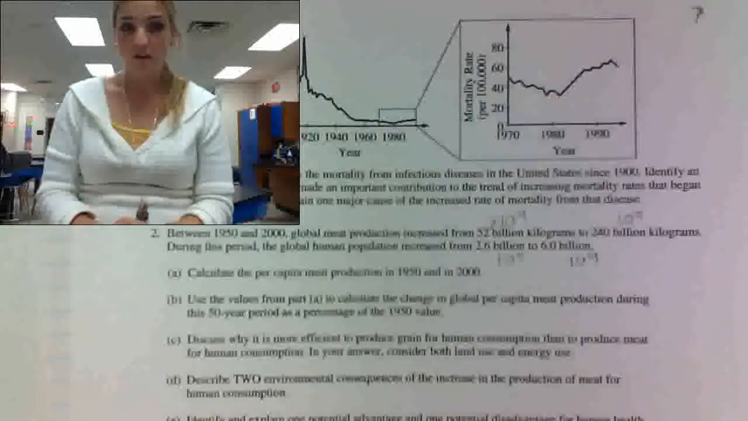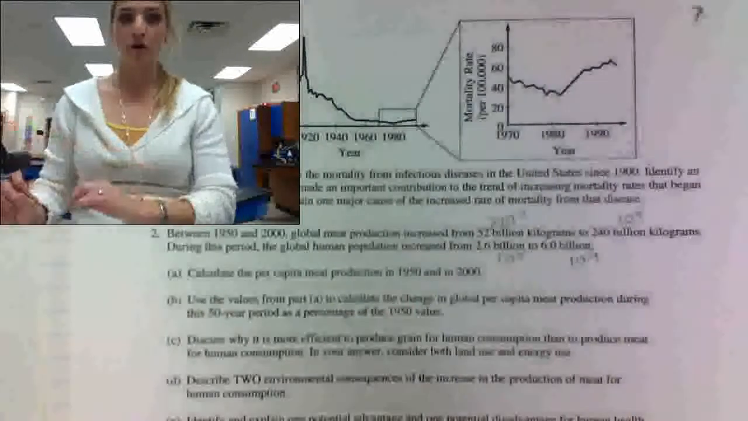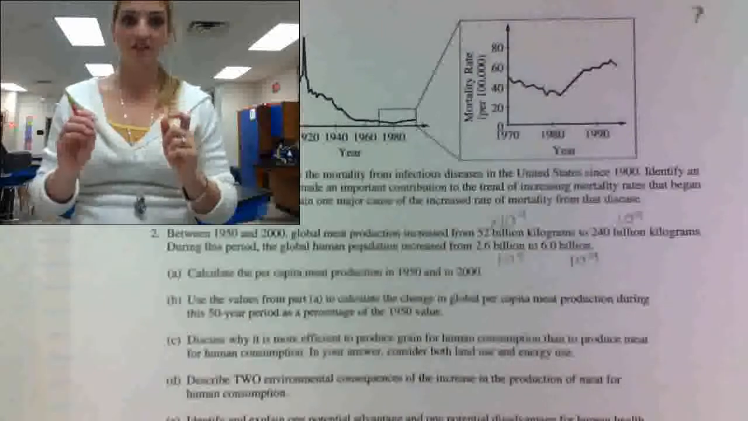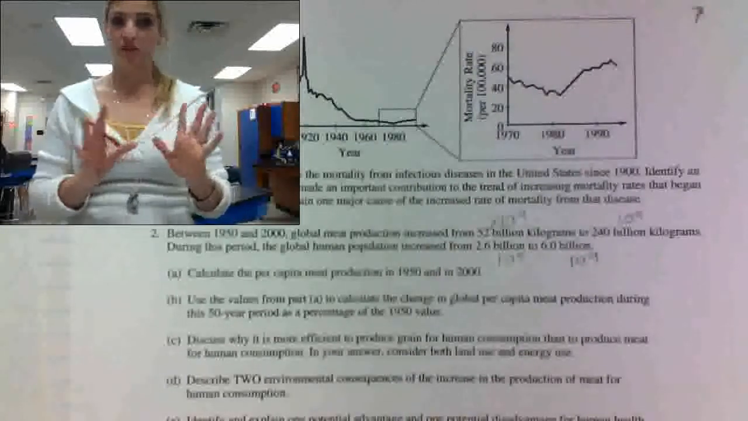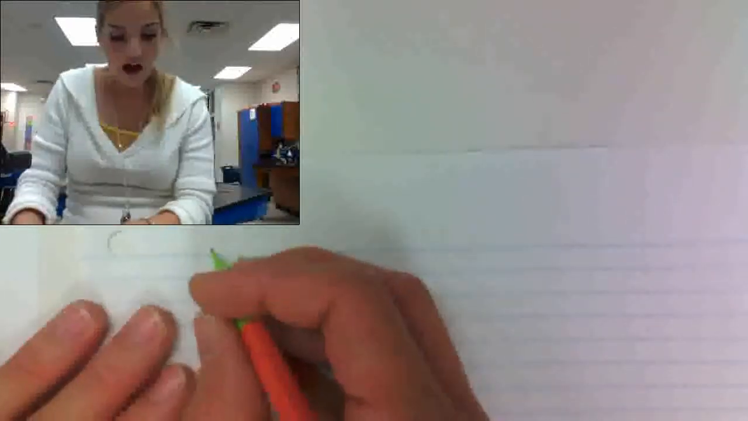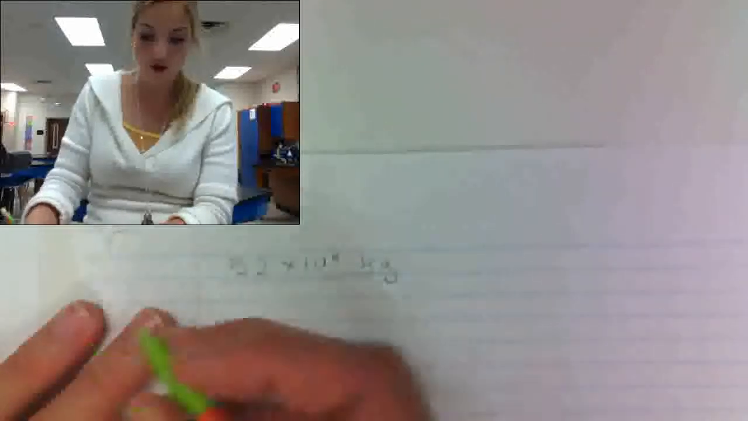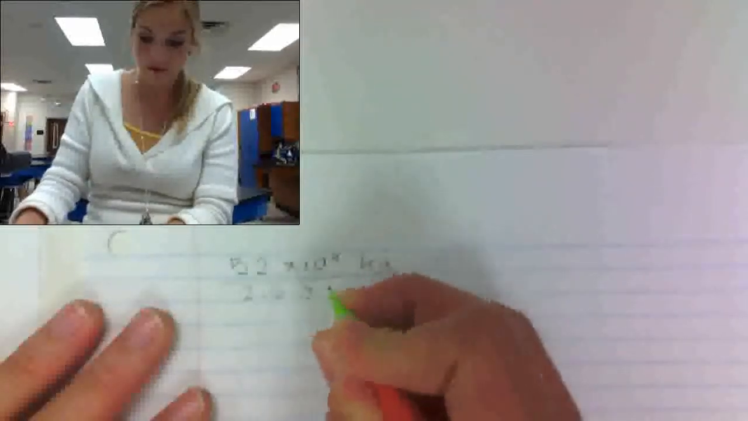So what I'm going to need to do is just a simple division problem, meat per person. Per means divide. Per means divide. So meat divided by people. That's all I need to do. I'm going to do that for 1950 and 2000. So let me get my little paper going here. If I look at the data, the meat in 1950 was 52 billion kilograms. The people in 1950 was 2.6 billion.